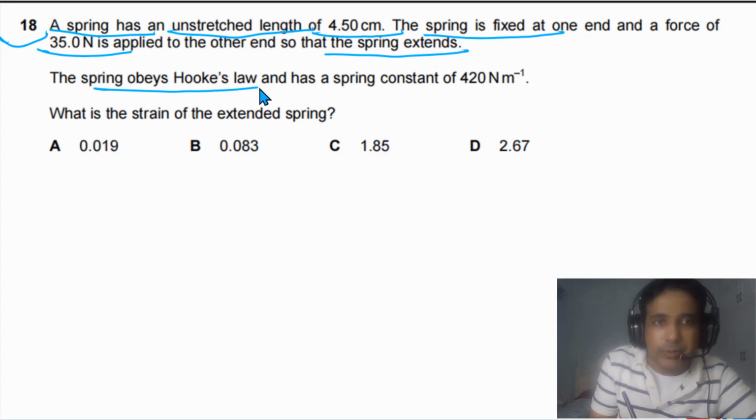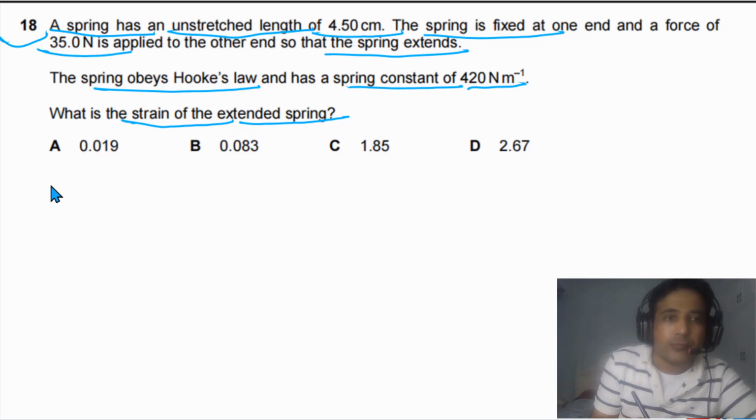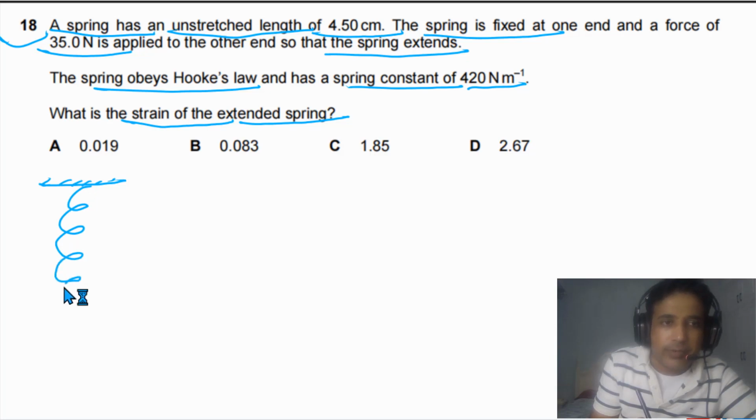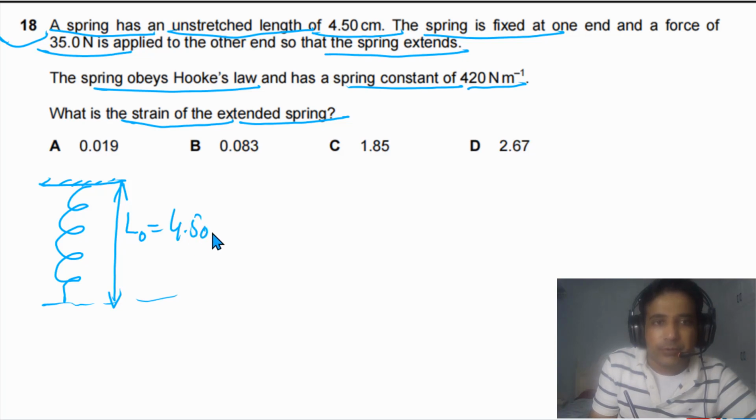The spring obeys Hooke's law and has a spring constant of 420 newtons per meter. We need to find the strain of the extended spring. First of all, we can sketch it so you can see the picture. We have an unstretched spring, and the length of this spring is given to us, that is L naught. L naught is equal to 4.50 centimeters. This is given in the question.